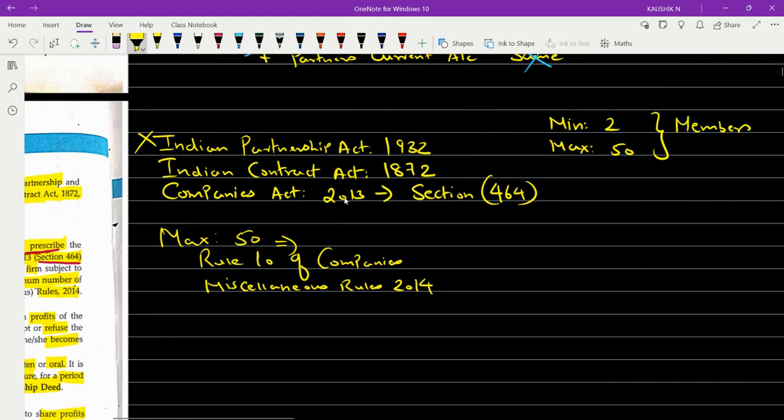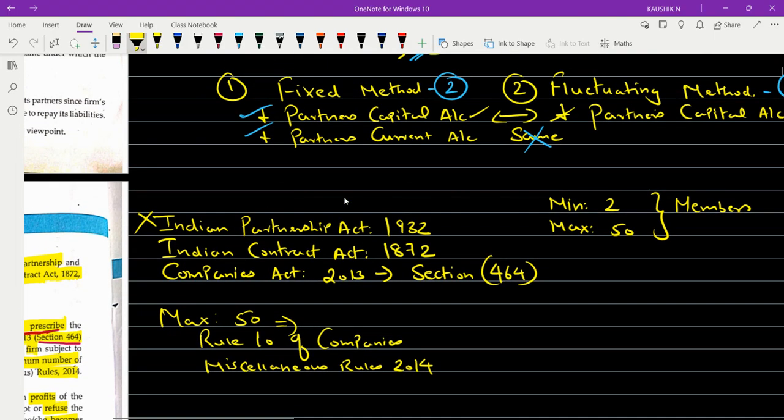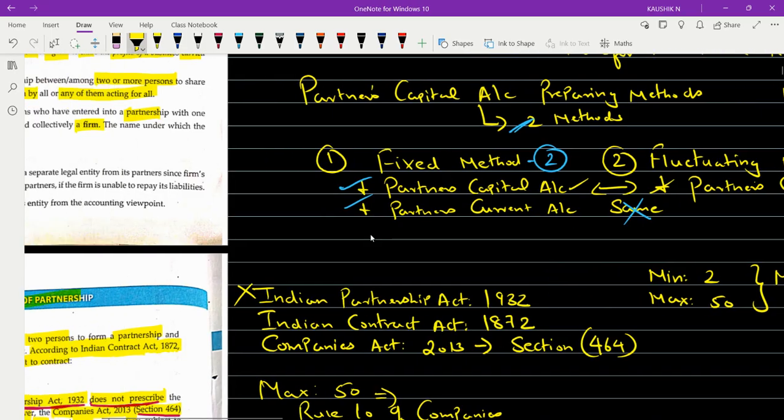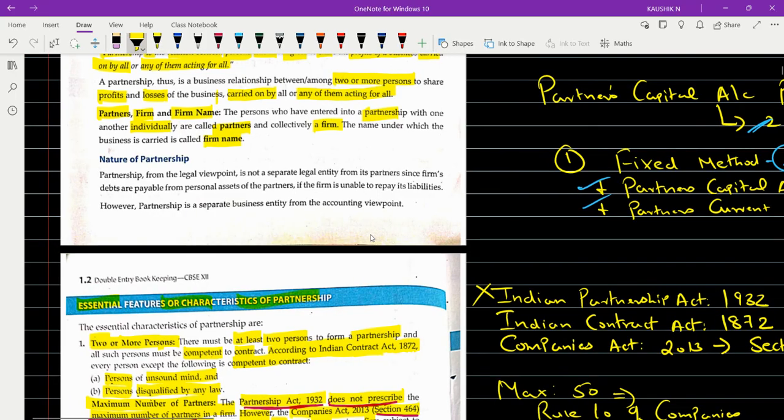And the important section is section 464. We also discussed the methods of preparing your partner's capital accounts, the fixed method and the fluctuating method, and what accounts need to be prepared under these two methods. We have got some clarity, but of course we'll see the formats and the accounting concepts in the upcoming days.